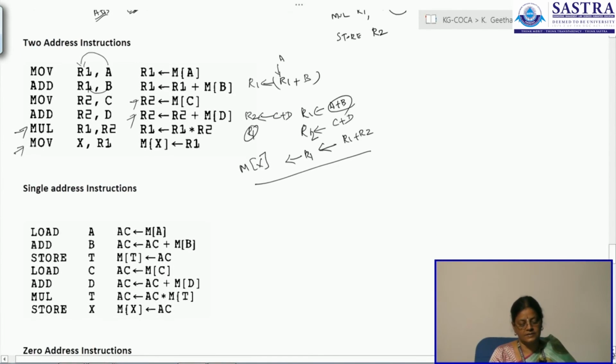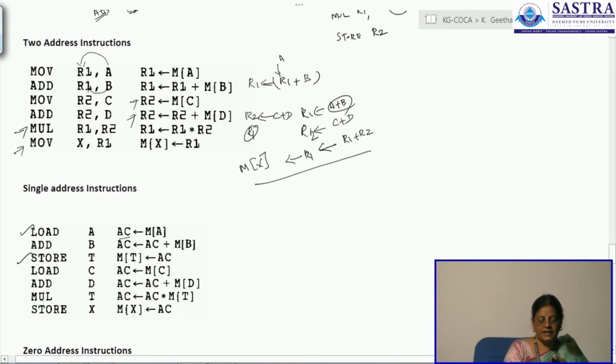And then single address. So more or less single address is also similar to the previous case. So here in single address, I am just going to refer to only one address, and that address will always be referring to memory. So if you want to initialize the accumulator with the data, I will be using the load instruction. If you want to transfer the data from the accumulator into the memory, then I will be using the store instruction. So to start with, the first data will be loaded in the accumulator.